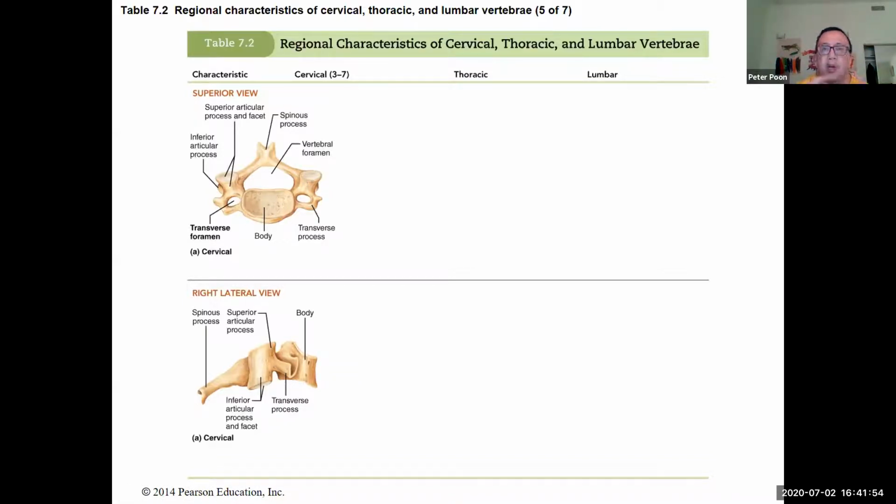Those are transverse foramen. Transverse foramen are only in cervical vertebrae. There's something called vertebral arteries that run up your neck, and they have to run through those holes. You also have nerves that run up through those holes as well, but the major part of it is the artery running up. So they're only in the neck. If you see those little holes, then you know that you're looking at cervical vertebrae.